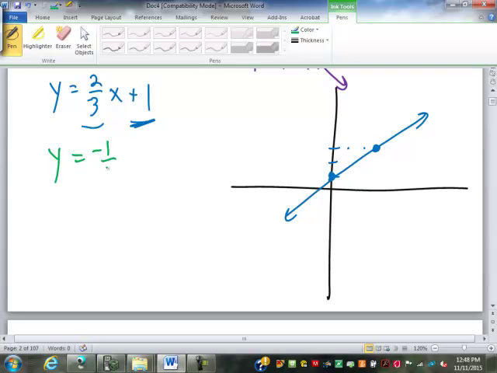Y equals negative 1/2 x plus 3. Where does this one start at? 1, 2, 3. Positive 3 right there. From there we rise what? Negative 1. We go down 1 and then run over 2. There's my line.